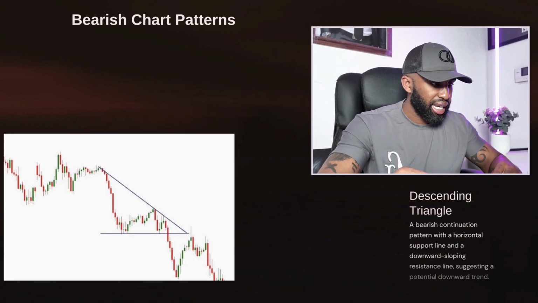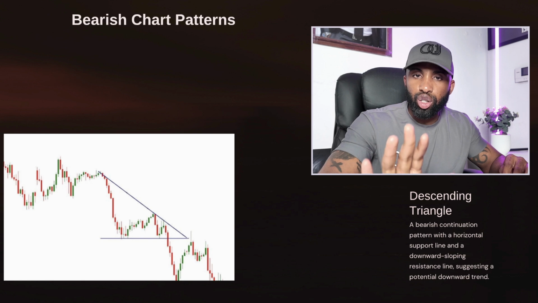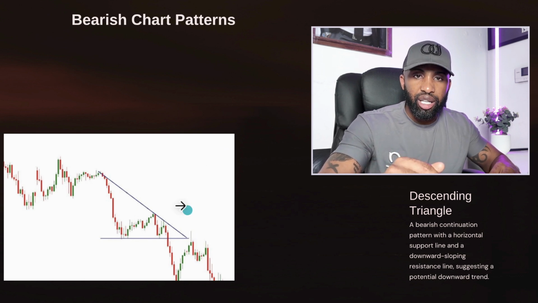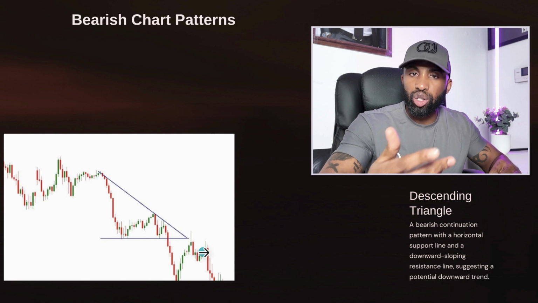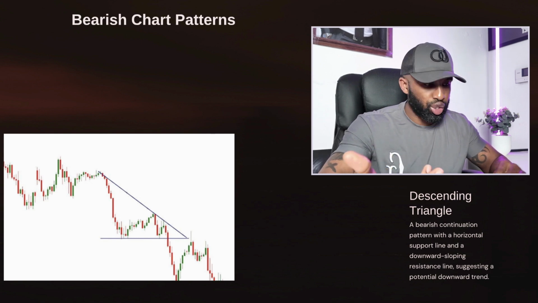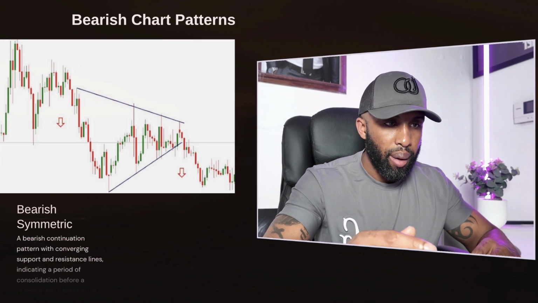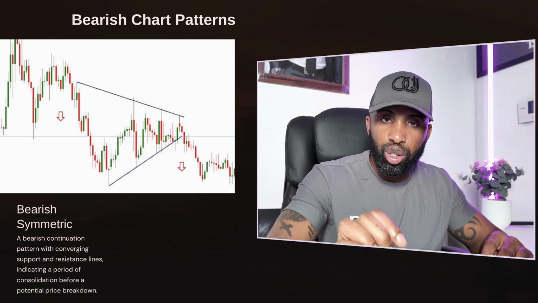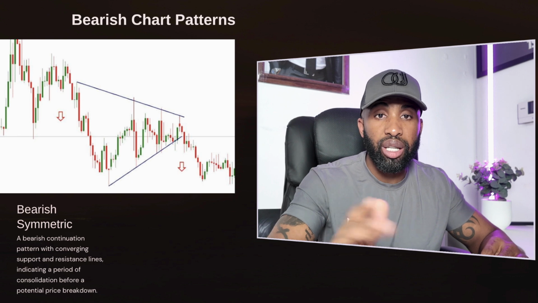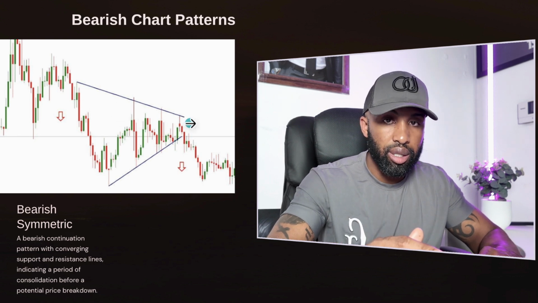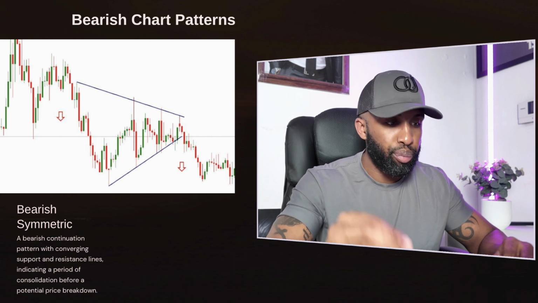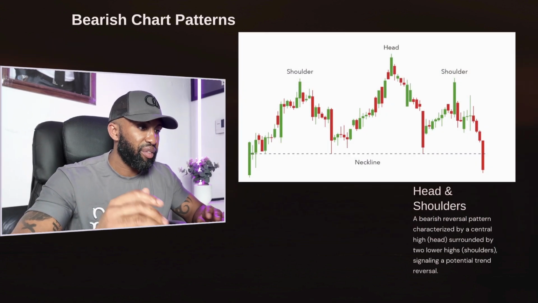Now we have a descending triangle. It's a bearish continuation pattern with a horizontal support and a sloping resistance line, suggesting a potential downward trend. Bearish symmetric. It's a continuation pattern with converging support and resistance lines, indicating a period of consolidation before a potential price breakdown.